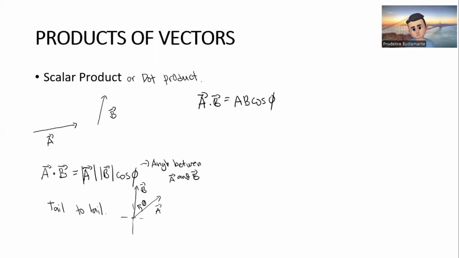So if you put the two vectors tail to tail, it's exaggerated here, then the dot product of the two vectors A and B is equal to A times B cosine of phi, where phi is the angle between vector A and vector B. It is called the scalar product because the dot product of the two vectors is a scalar, not a vector. It has no direction, only a magnitude. That is the definition of the scalar product of two vectors.